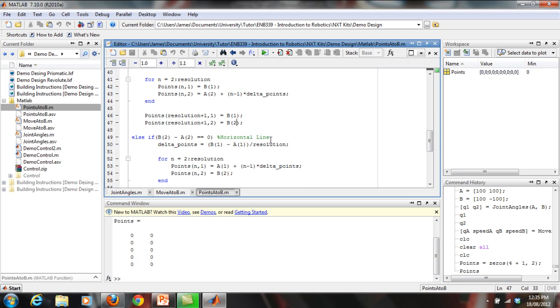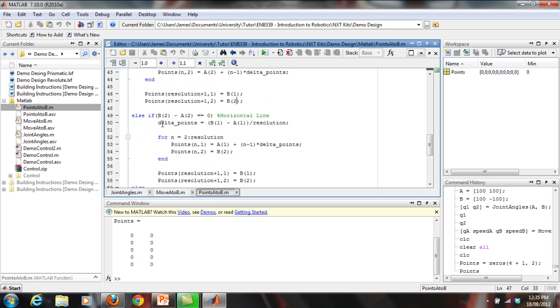You're doing a similar thing for a horizontal line. If the y coordinates are in line, or if they're equal to 0, then you say your resolution, then your delta point, so how much you're going to move across each time, is going to be x2 minus x1 divided by resolution. And then you do a similar thing with a for loop, except this time you're incrementing the x coordinate each time, and the y element always stays the same because they're always in line.